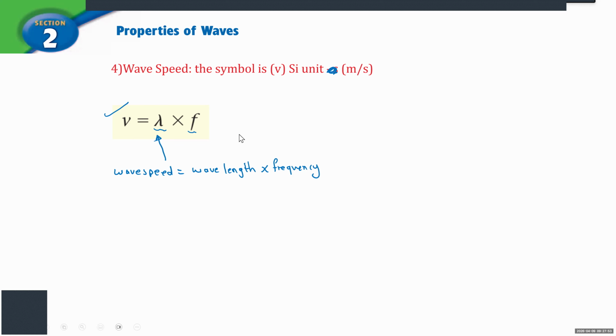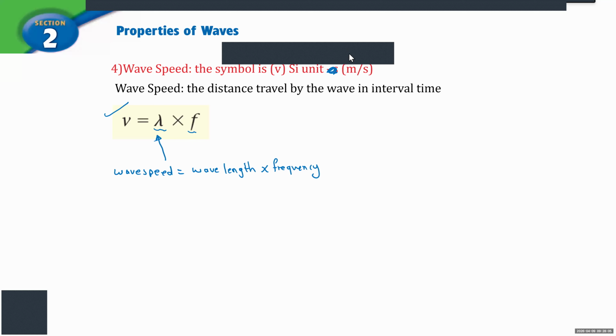And another equation: this is the definition of wave speed, the distance traveled by the wave in an interval of time. Velocity is the same as wave speed.